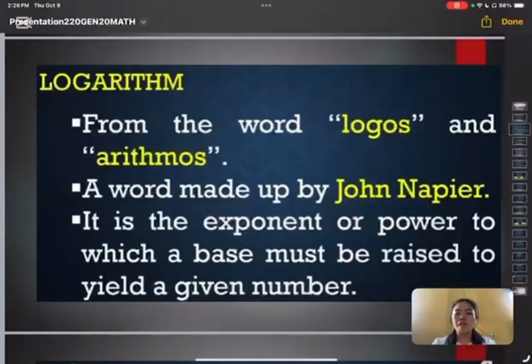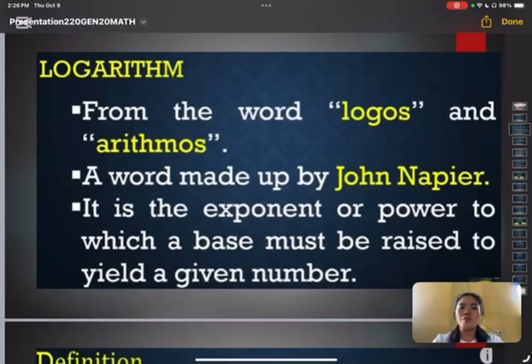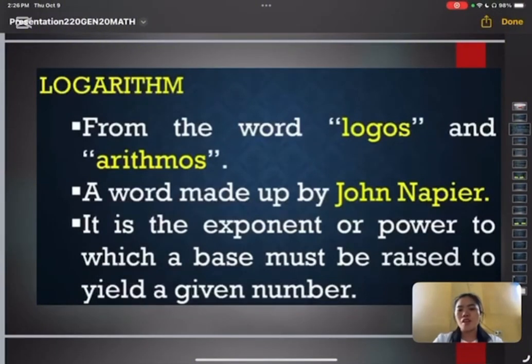So what is meant by logarithm? This word came from two words: logos and arithmos. Logos means ratio, and arithmos means numbers. Combining the two words, logos arithmos means ratio of numbers. This term logarithm was established by John Napier, a Scottish mathematician.